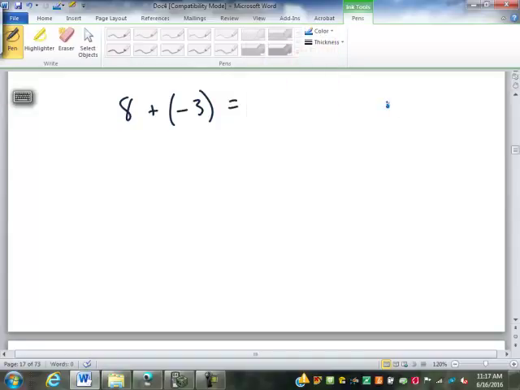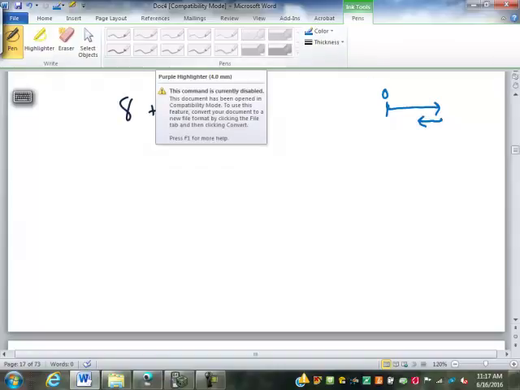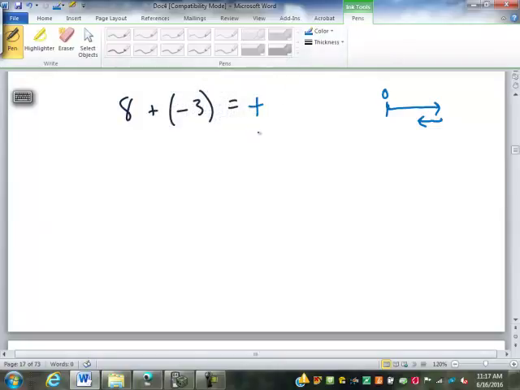We're looking at that picture, and started at 0. 8 goes this way. -3, does that go the same way or the opposite? Opposite, longer or shorter? Shorter. So it looks like that. So that tells us our answer is positive or negative? Positive. And the arrows go the opposite directions. So the difference between 8 and 3 would be 5.